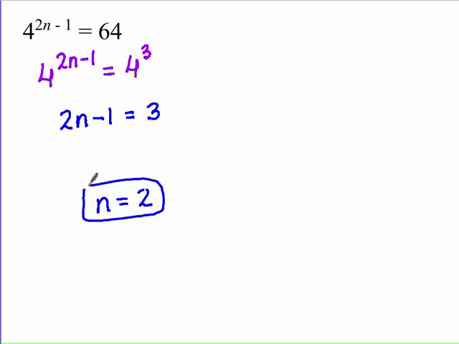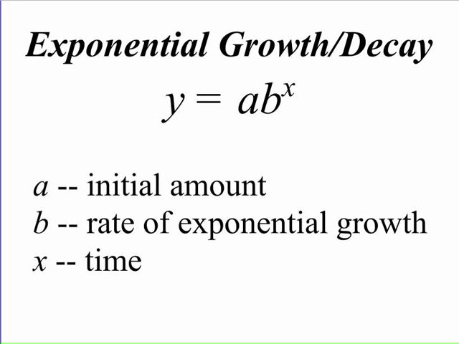Okay? So now we're going to talk about exponential growth and decay. Exponential growth and decay, we've kind of talked about a little bit before. Basically, the formula is y equals a times b to the x power. Okay, a times b to the x. A is always your initial amount, and b is your rate of exponential growth.